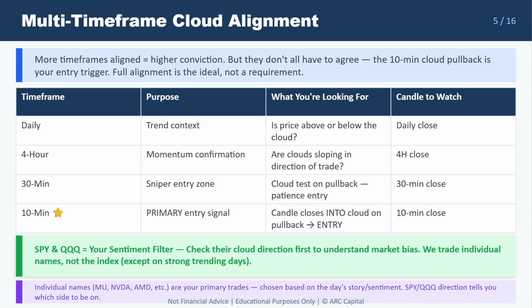So then you have SPY. This is your sentiment filter. Check their cloud direction first to understand market bias. We trade individual names, not the indexes, except on strong and trendy days.